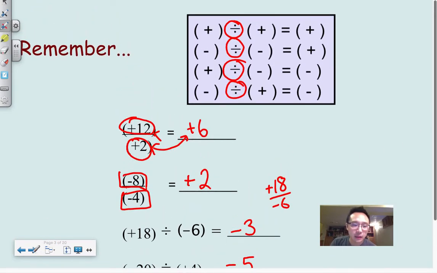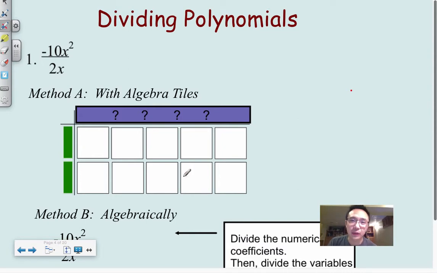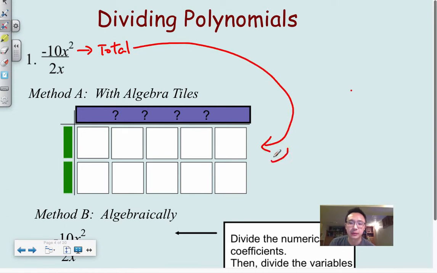Why do we need to know that? Because when we're working with algebra tiles, you can see that we're going to do exactly the same thing as what we did for multiplying, but just backwards. So here you have negative 10x squared. This is your total, or your answer for multiplication. This is going to go into the table, the one that took a lot of time when we did it for multiplication. 2x is going to be on the side again because that's one of your 2 groups.